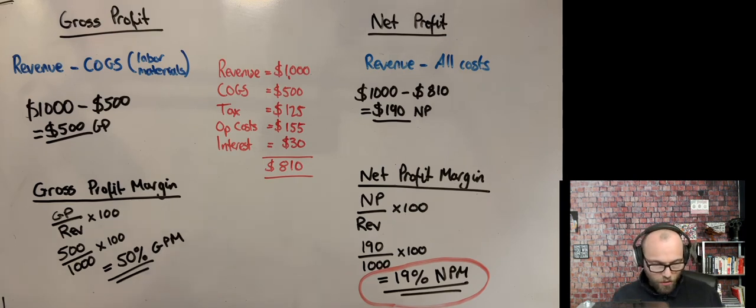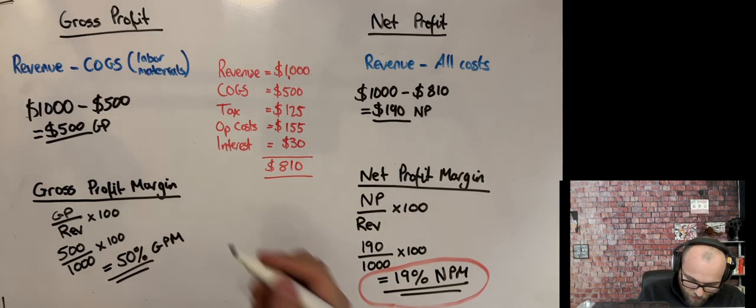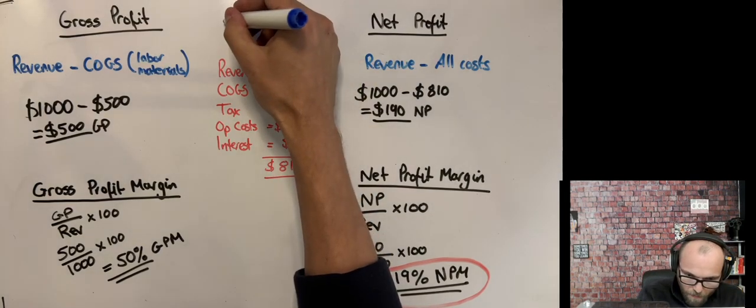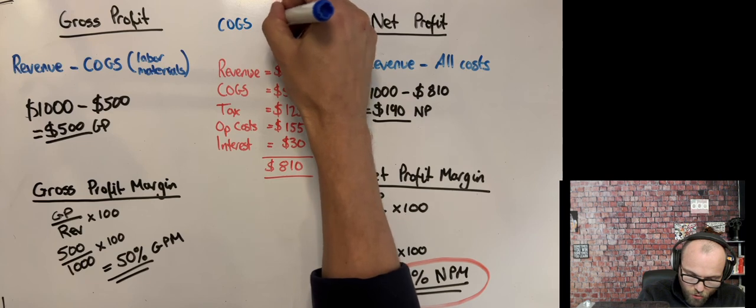So the only way that you can increase your gross profit is you either increase the price of your product or you reduce costs. So in this example, let's say that we do both. And what we do is we get your cost of goods, your COGS, down to 400. So let's just put this up here. So that equals $400.